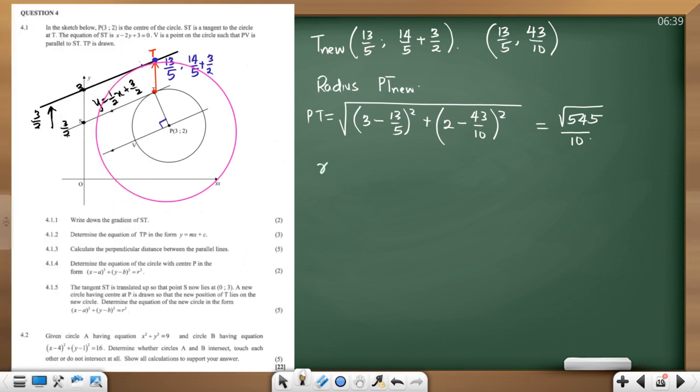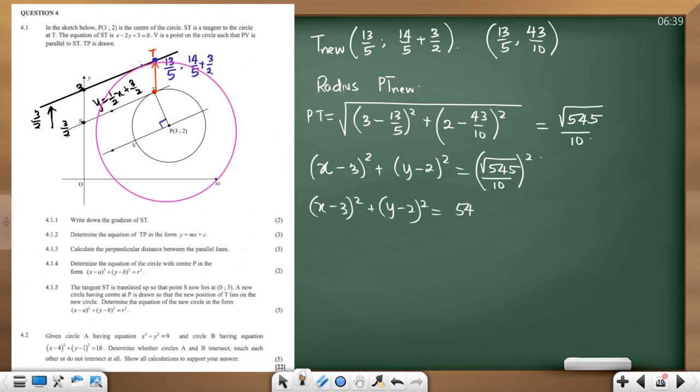So what's the equation of the circle? x minus 3 plus y minus 2, and that is root 545 over 10, everything squared. If you simplify that, that will give you 545 over 100. But I don't just like the fractions.